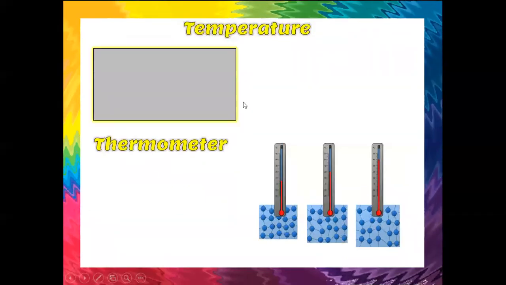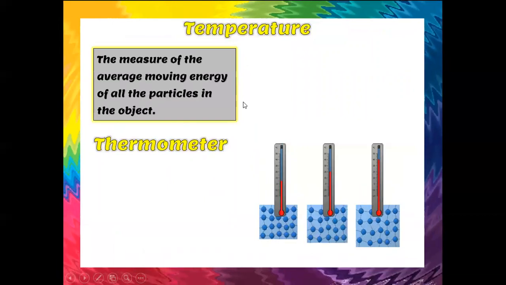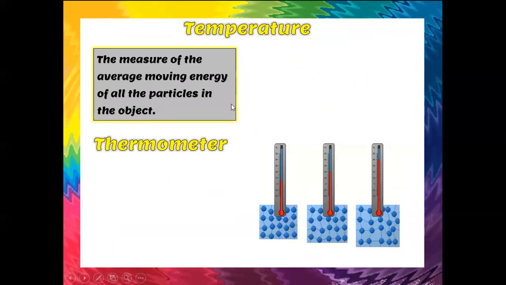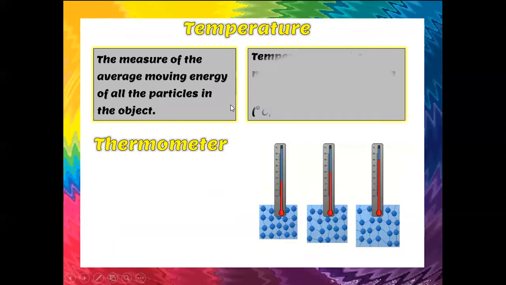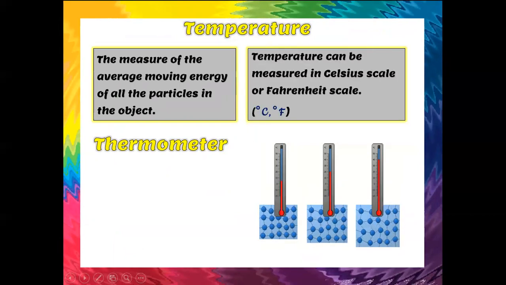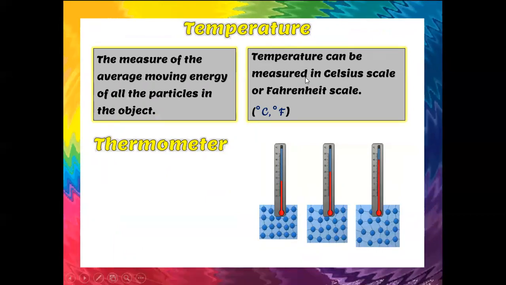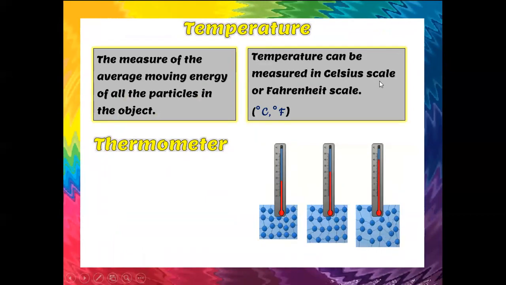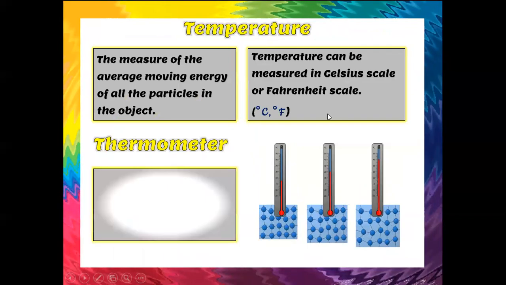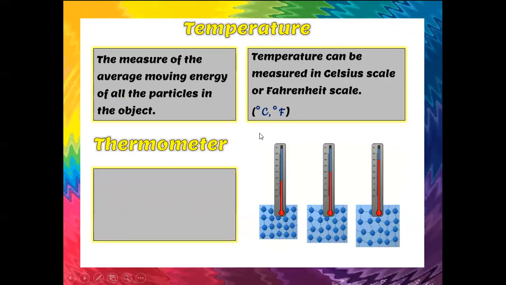Temperature. Temperature is the measure of the average moving energy of all the particles in an object. It can tell us how hot or cold the body is. Temperature can be measured in the Celsius scale or the Fahrenheit scale. These can be represented in short form as degree C and degree F.